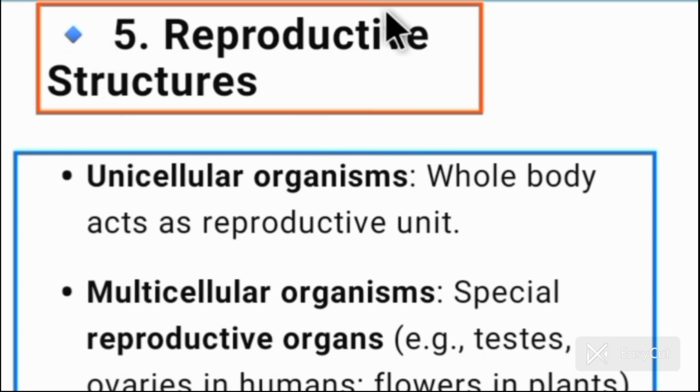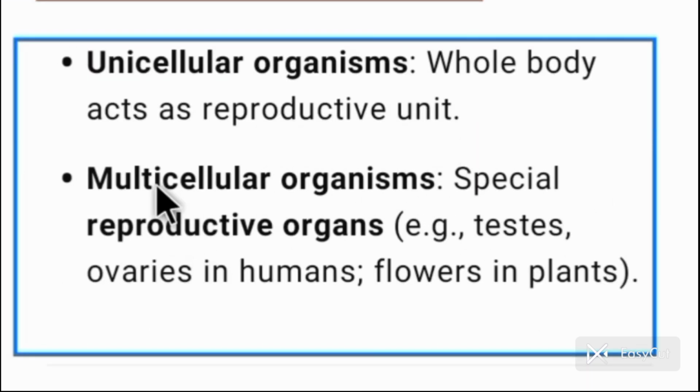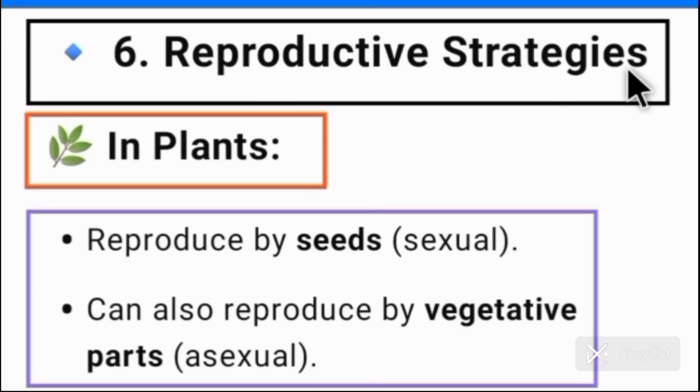There are reproductive structures in unicellular organisms and multicellular organisms. In case of unicellular organisms, whole body acts as reproductive unit. But in case of multicellular organisms, special reproductive organs are present. Example, testes in human male and ovaries in human female. Now, what are the special reproductive organs in case of plants? Answer is flowers.